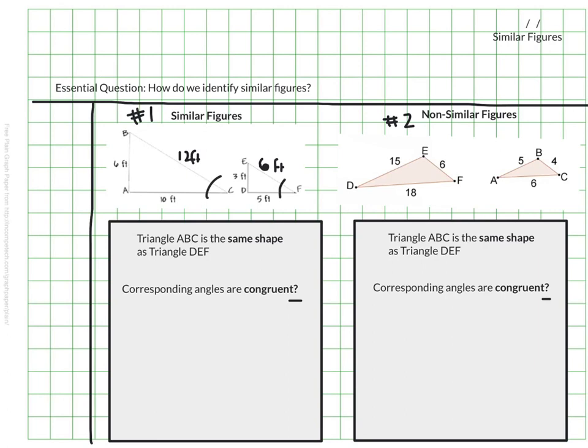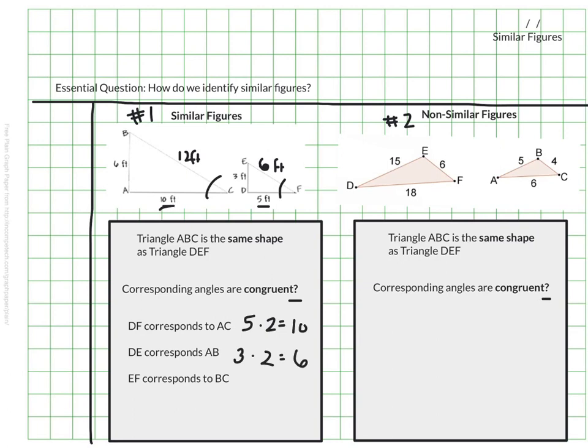And that means I'm going to start to look at the side lengths of the corresponding sides. So I've listed all of our corresponding sides, and I'm going to start to analyze the lengths here. What I notice is that DF is 5, and if I multiply it by 2, I get the value of AC. DE is 3, and if I multiply that by 2, I get the value of AB, the corresponding side. And EF is 6, and if I multiply that by 2, I get the value of its corresponding side, BC, which is 12.